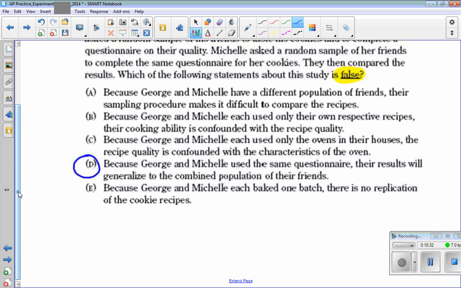Let's jump to E, make sure it's true. George and Michelle each baked one batch. There's no replication. True, right?